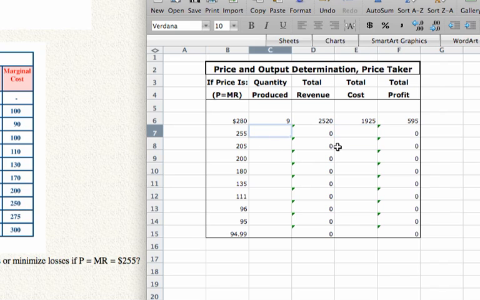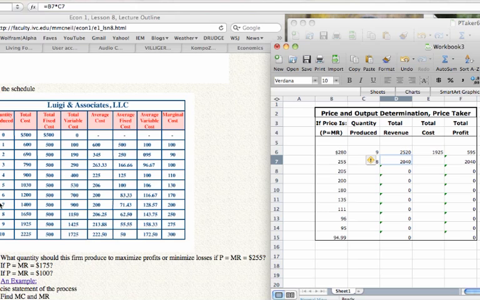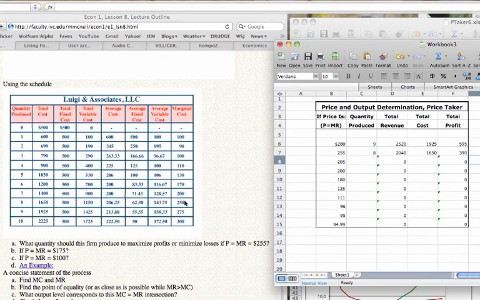So I'll plug 8 in here, and that calculates the total revenue. The total cost over here is $1,650. That's 8 units. $1,650. And the total profit then is $390. So that's great as well. If the price changes to $205, they won't produce this 8th unit, but they will produce 7 units. So 7.